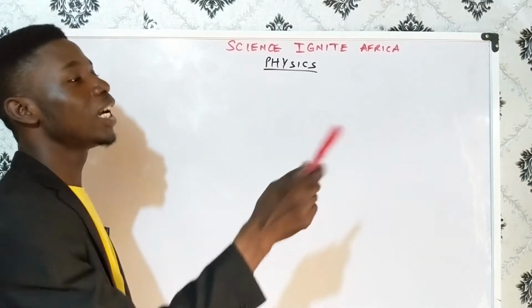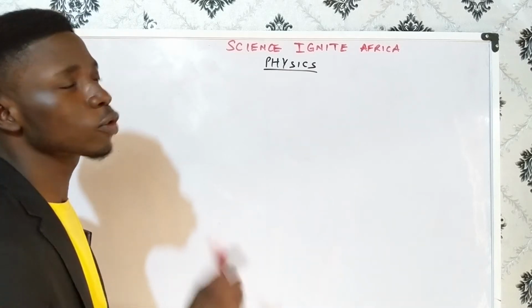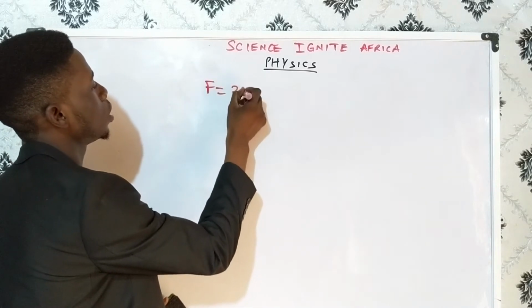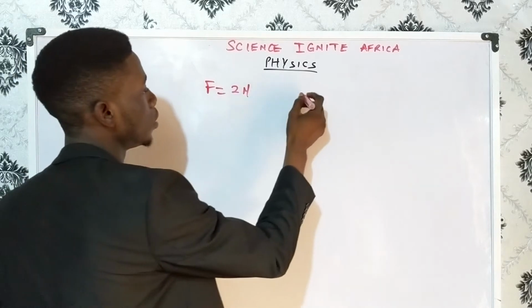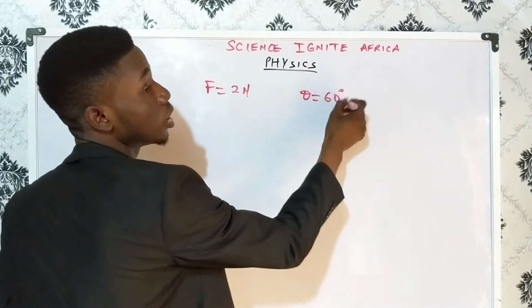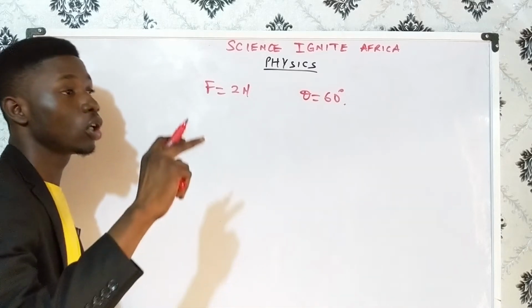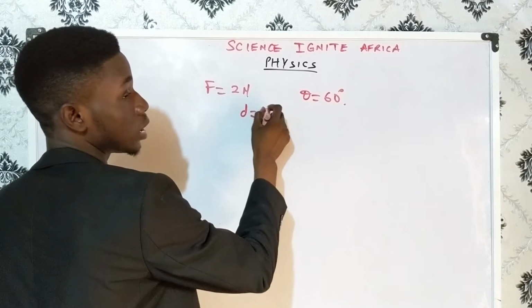Well, I don't know. A boy drags a bag of rice along a smooth horizontal floor with a force of 2 Newton. Is that not too small? So the force is 2 Newton applied at an angle of 60 degrees. So the angle of inclination is 60 degrees to the floor. That is, the angle made with the floor is 60 degrees. The work done after a distance of 3 meters. So the distance covered is 3 meters.